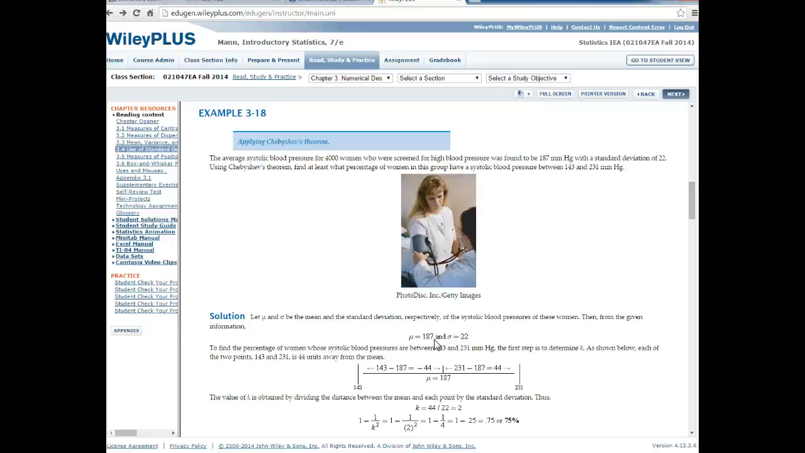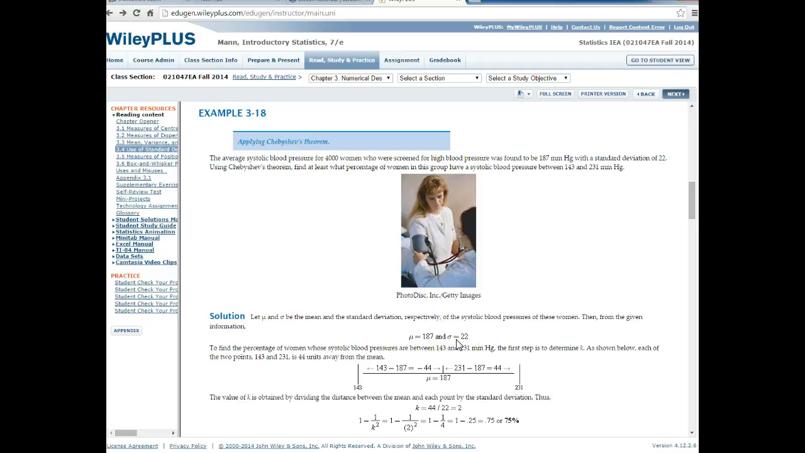What is 1 standard deviation below the mean? You have to subtract 22, so that's 165. So what was the range again? 165 to 209, was that right?